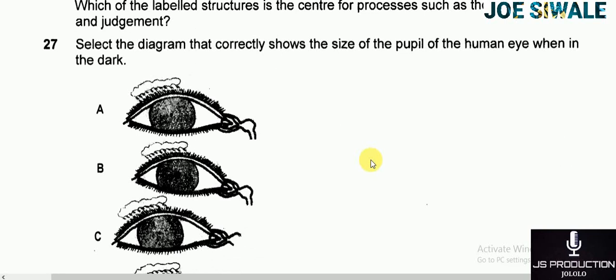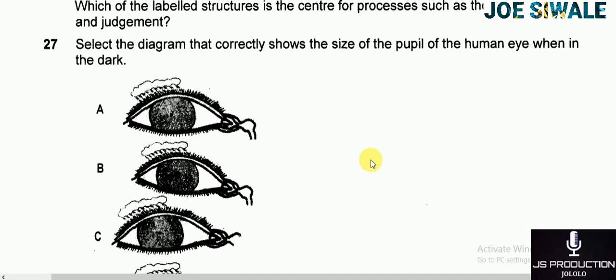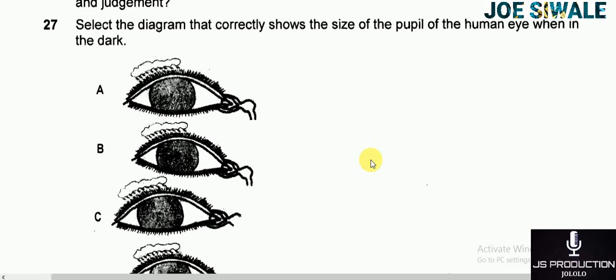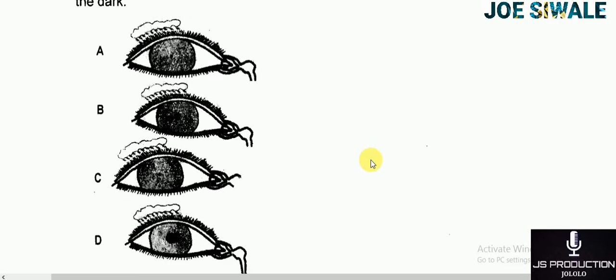Question 27 reads, select the diagram that correctly shows the size of the pupil of the human eye when in the dark. So I have A, I have B, I have C, and I have D. The answer here is D, where as you can see in D, the size of the pupil is large, and this indicates that this person was in a dark room.